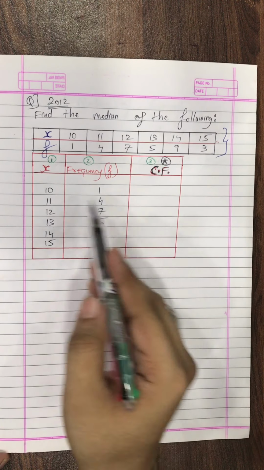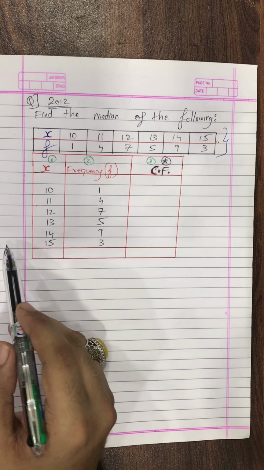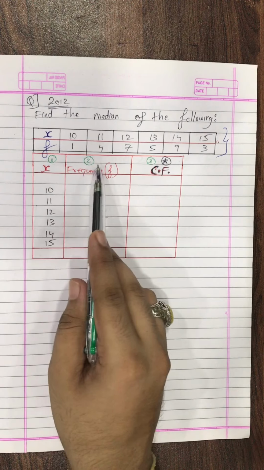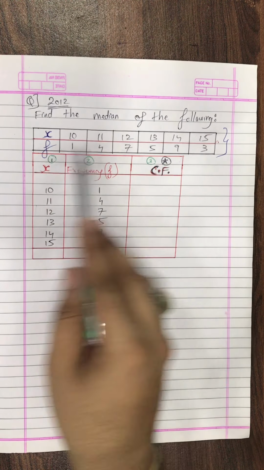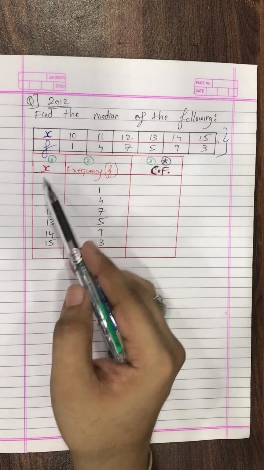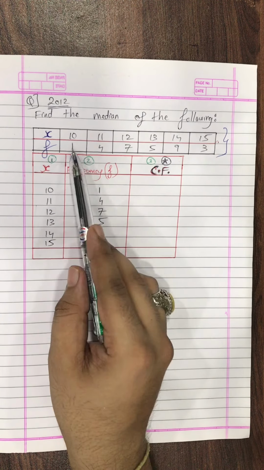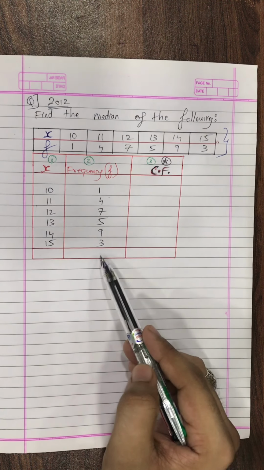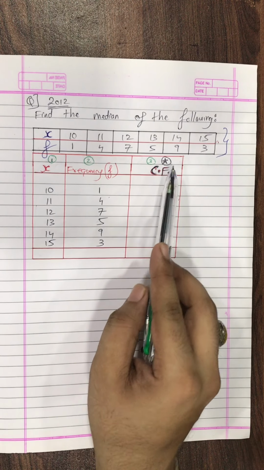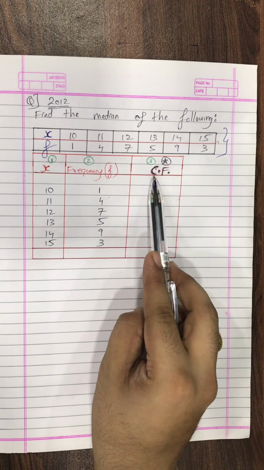So now in the solution I have drawn this table. As I told you in the notes, we have 3 columns in the table. First and second, we just copy the horizontal rows into vertical columns. The first one, X, the data, I have just copied 10 to 15 over here. Frequency, the second one, 1, 4, 7, 5, 9, 3, I have just copied over here. Now third comes the extra one which I have marked with a star, and the first time we are doing it is the cumulative frequency, abbreviated as CF.